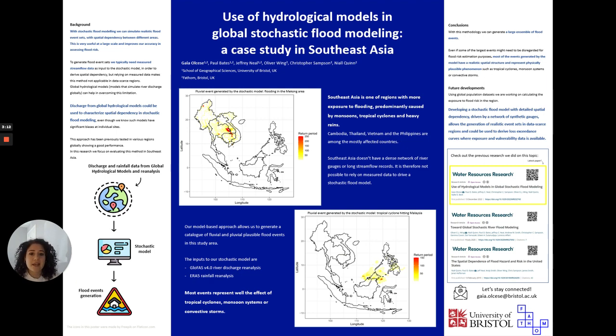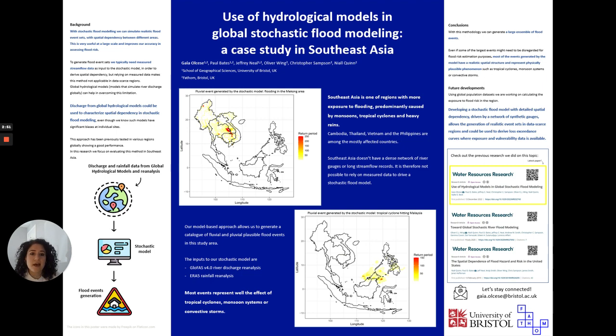So this led to the second phase of the project, where we chose a test case to evaluate more accurately the flood events generated by this methodology. We chose Southeast Asia since it is one of the regions with more exposure to flooding, predominantly caused by monsoons, tropical cyclones, and heavy rains.